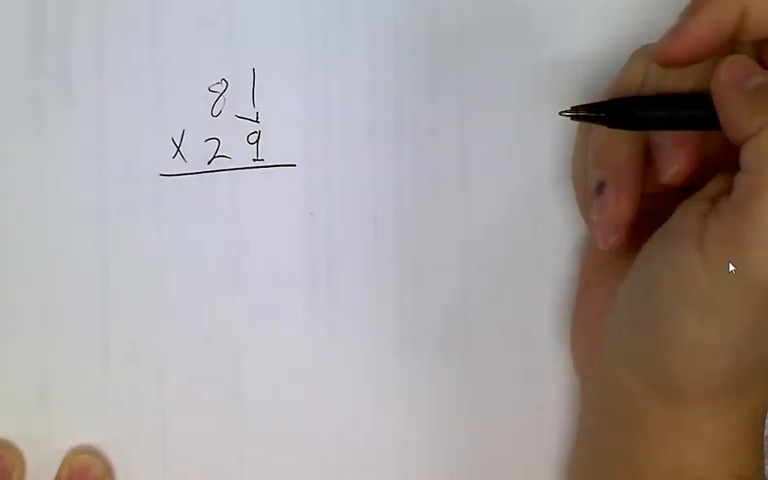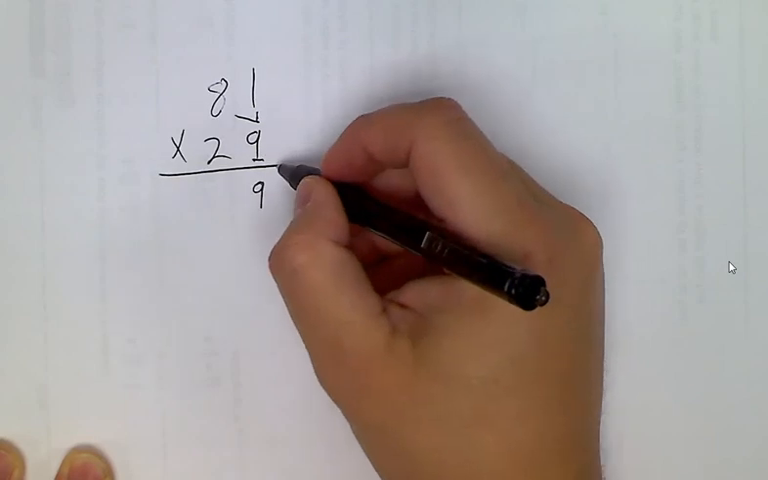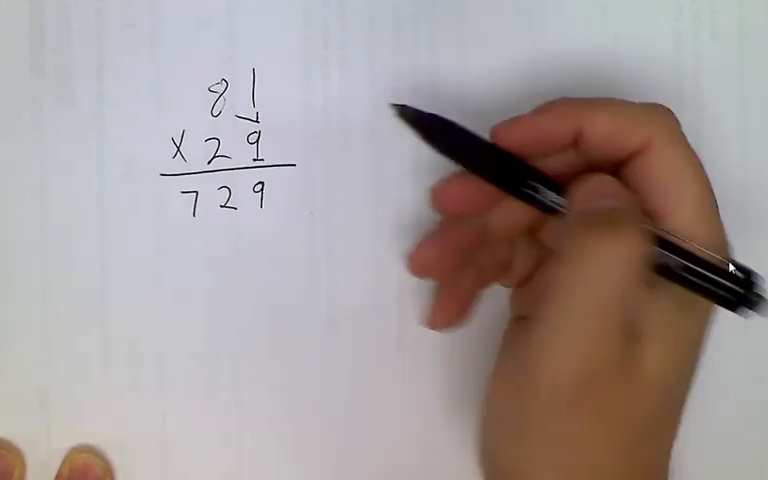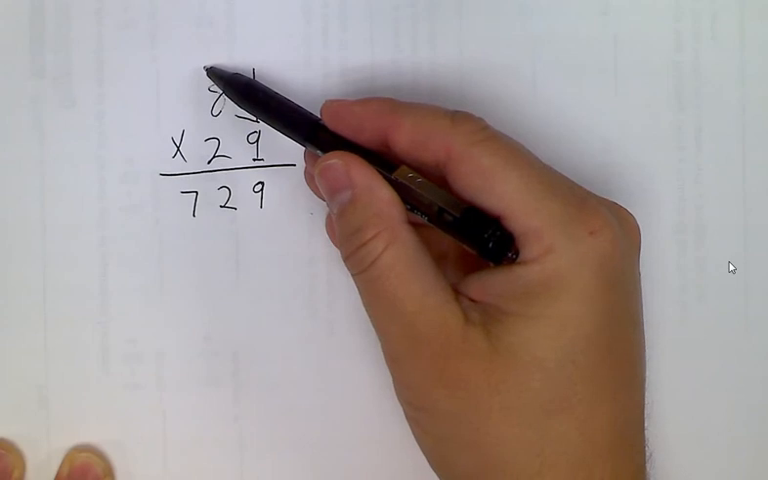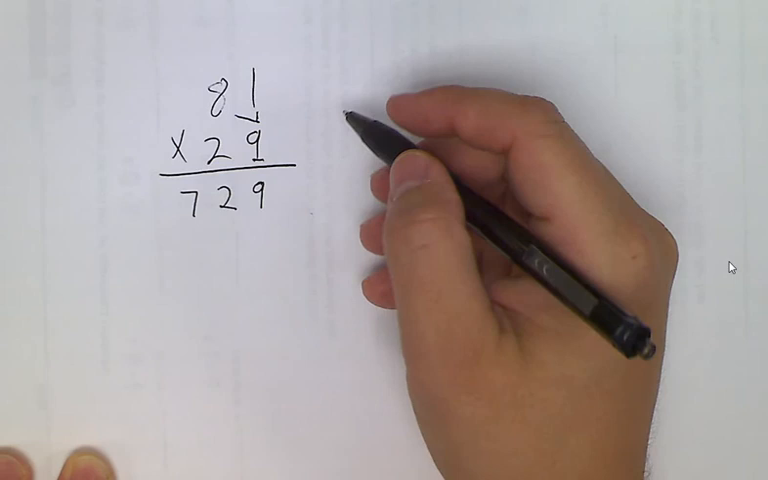So 9 times 1 makes 9. 9 times 8 is what? 72. All right. I would carry the 7 up here, but I don't have another number to put it above, so I just bring it straight down. Now, the next thing we're going to do is put a 0 to hold our place.